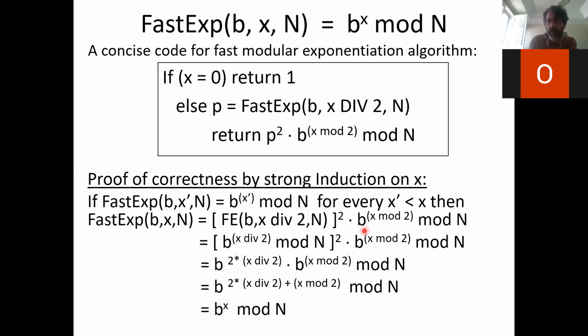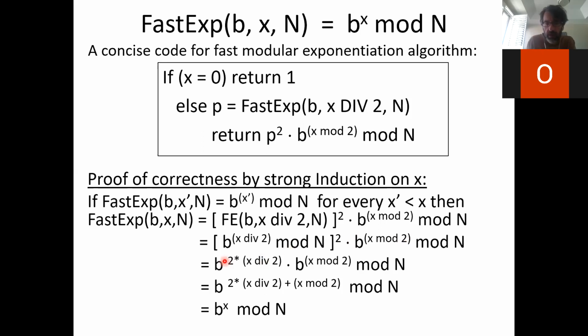Now, why is it correct? By inductive assumption, this is a smaller argument, so let's assume that this recursive call was correct. That means that it returned this value, b to whatever the exponent was, which was x div 2, correctly computed mod n. And now what I do on the way out is square it and multiply by this.